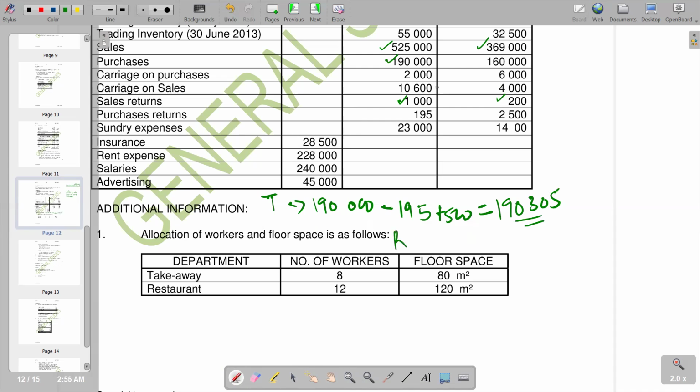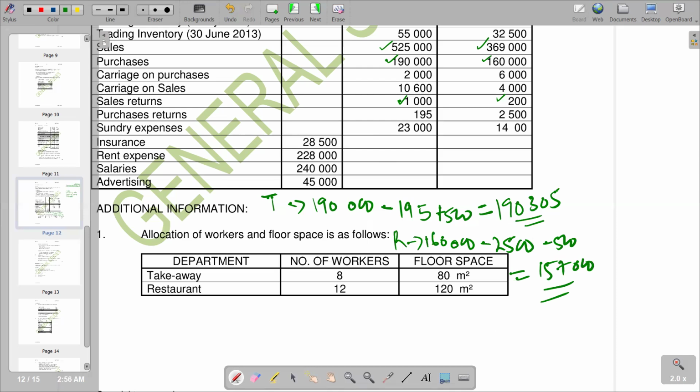And for the restaurant, we've got 160,000 as our purchases. We subtract our purchase returns, which is 2,500. And we've got these goods that have been transferred from the restaurant, so we're going to subtract again 500. So we say 160,000, and then you subtract your 2,500, and then you subtract again your 500. And then you're going to get 157,000. So the answer is 157,000. Exactly, this is the figure of our purchases.